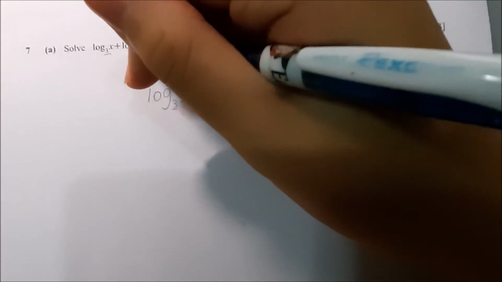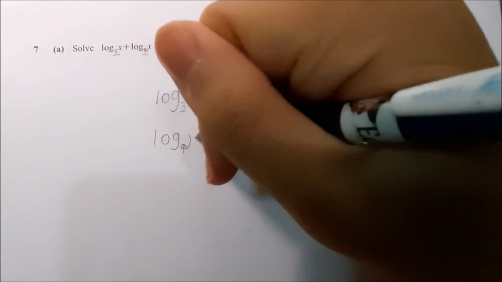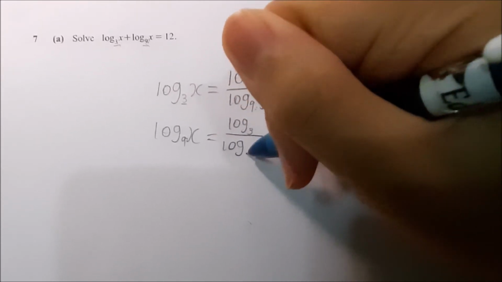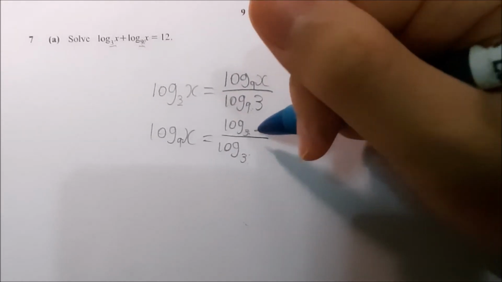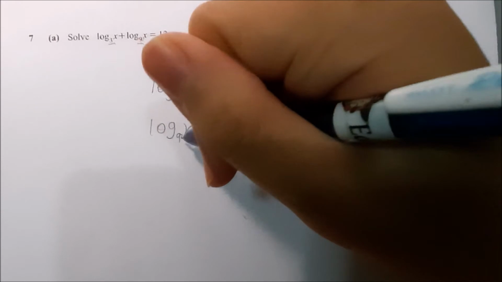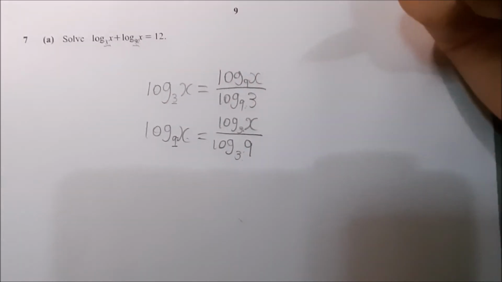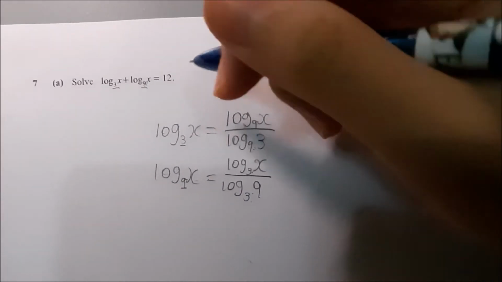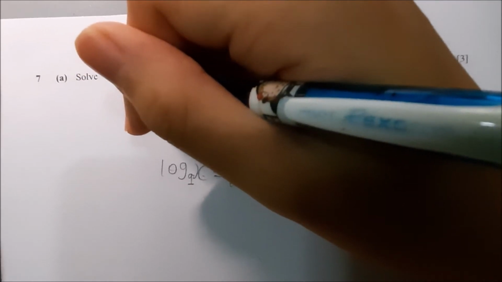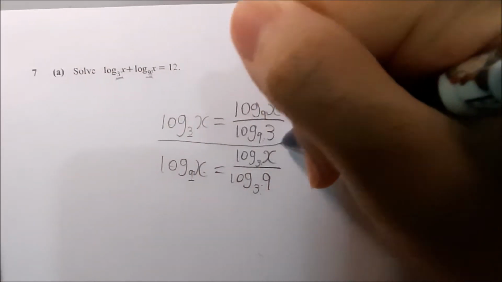Or if you want to change the log 9x to log 3x, it is still the same thing. You put it as log 3 and put them as the same base. And then from here, you just put the x to the top and the base, original base, to the bottom. Just like that. So in this question, I would rather change the log 3x base to log 9. So I will use this one.